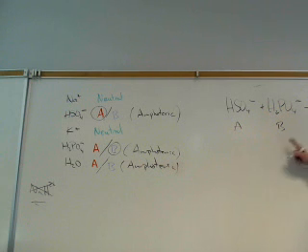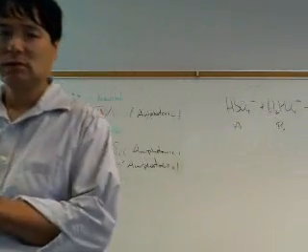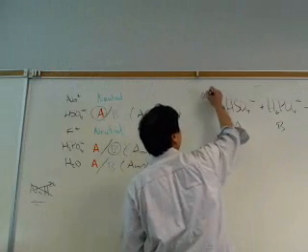So we transfer one proton from the acid to the base, which gives us SO4 2 minus and H3PO4. Okay, we did this in one step.